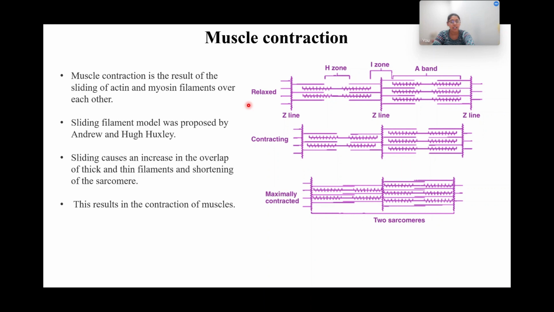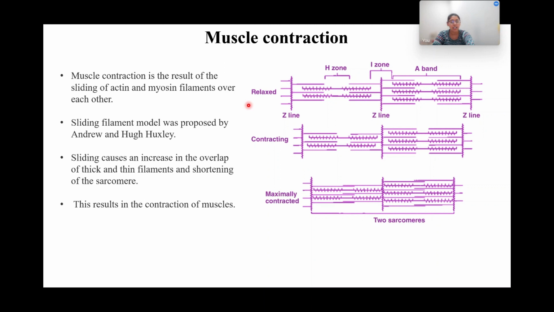So you can see here, it is contracting. This region, the H zone, is diminished because these filaments are moving closer to each other. So the region of overlap is getting increased, and when it is maximally contracted, the regions are almost overlapping in all the regions. So you can imagine that these were stretched like this and this distance is larger. When it is contracting, they come closer to each other and the distance gets shorter. And when it relaxes, it goes back to the original shape and the distance also increases. So this is what happens during contraction of muscles.